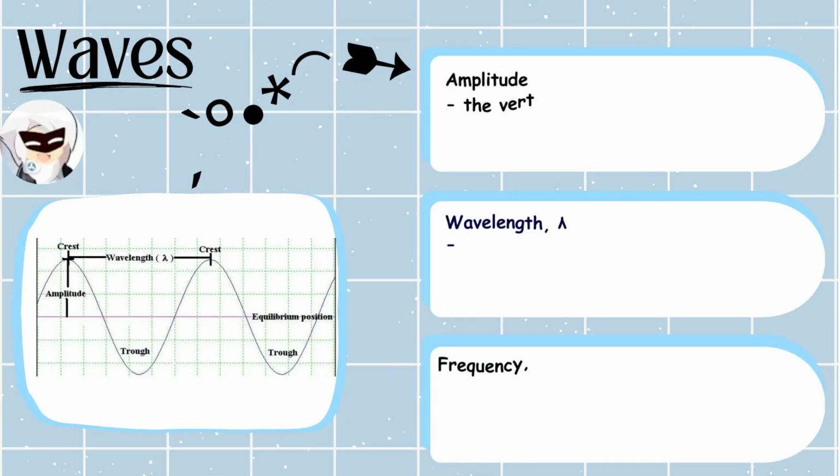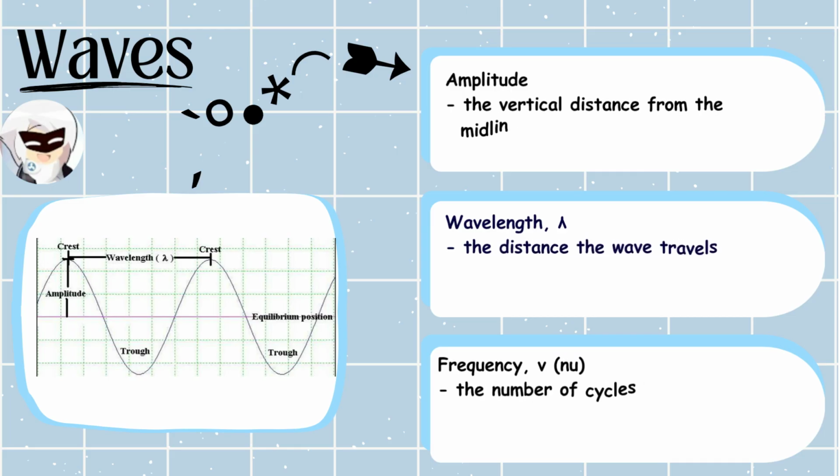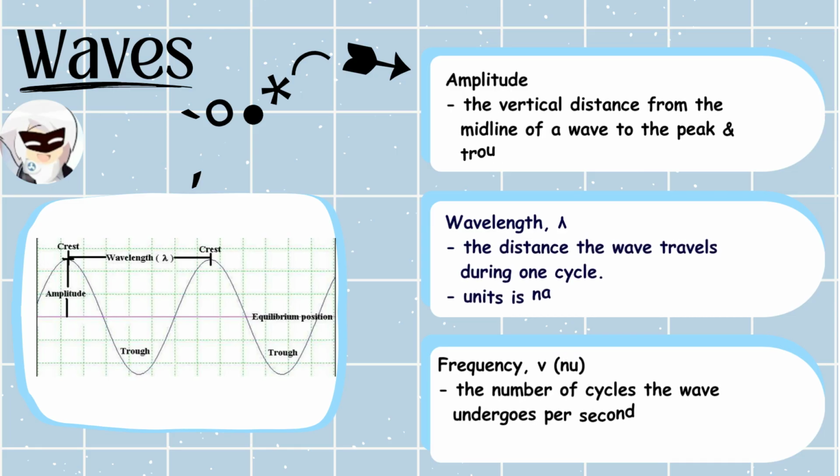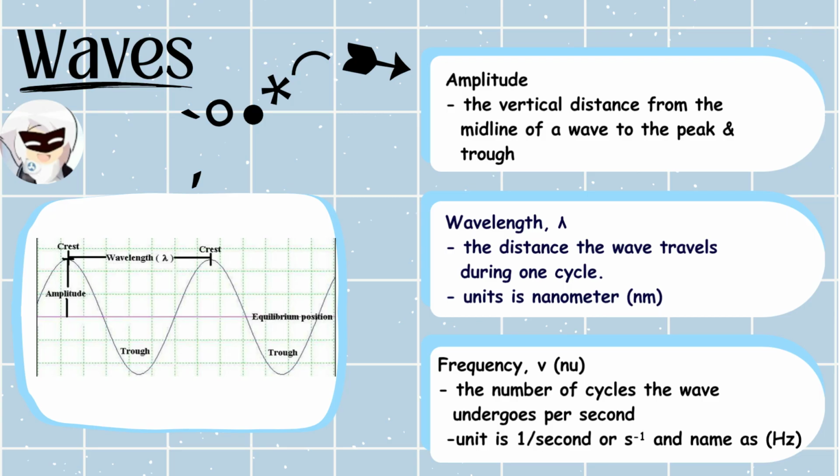In chemistry, a wave usually refers to the wave nature of particles, especially electrons. A wave describes something that shows wave-like behavior, such as having an amplitude, the vertical distance from the midline of a wave to the peak and through. Wavelength, the distance the wave travels during one cycle. The unit for wavelength is nanometer.